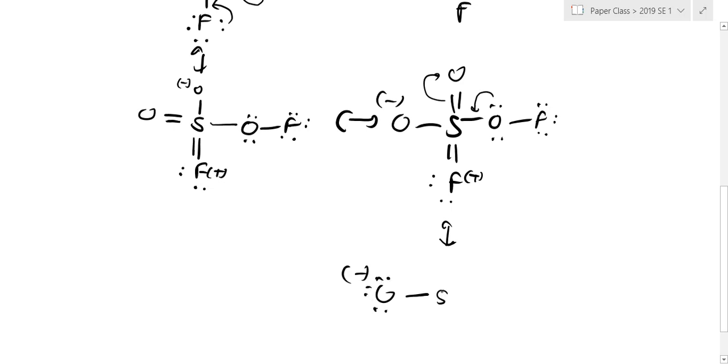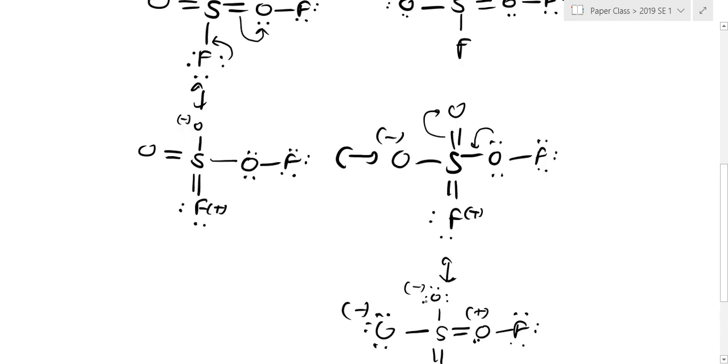This is sulfur, and this one can become single bonded. A double bond arises here. This should be plus. This is very unstable, extremely. This is the most unstable one, because the fluorine and the oxygen both contain a plus charge, and charge separation is also very high. Therefore, this is the most unstable one.